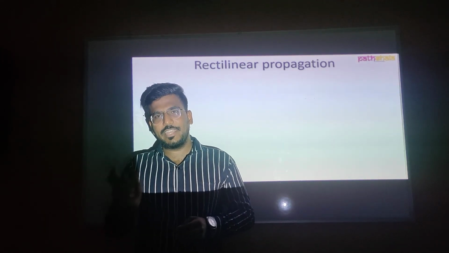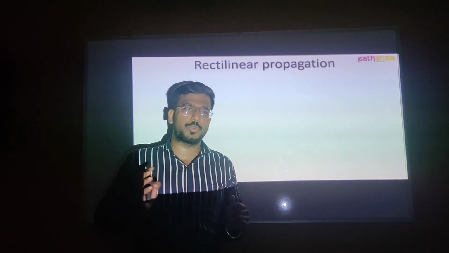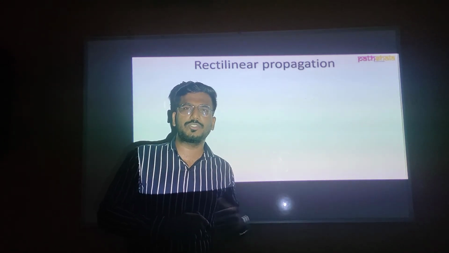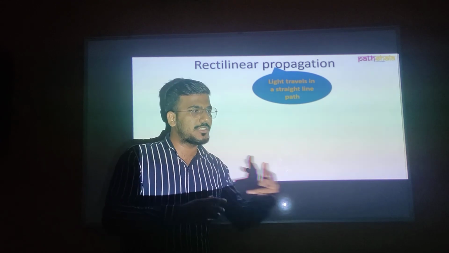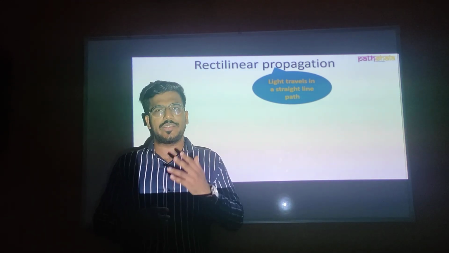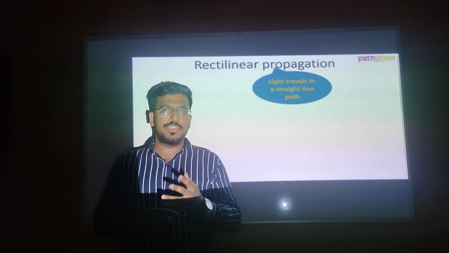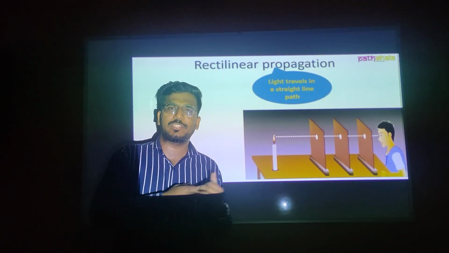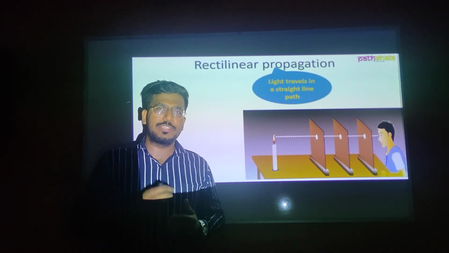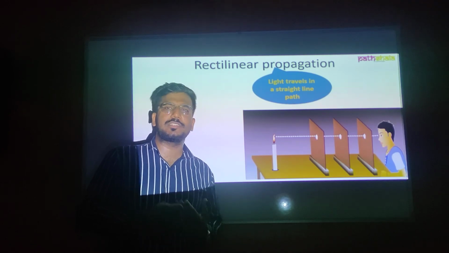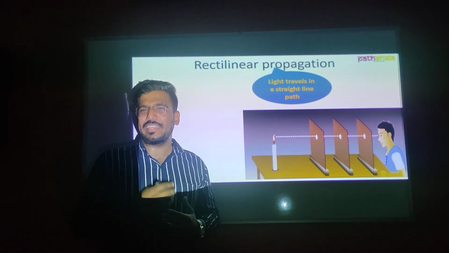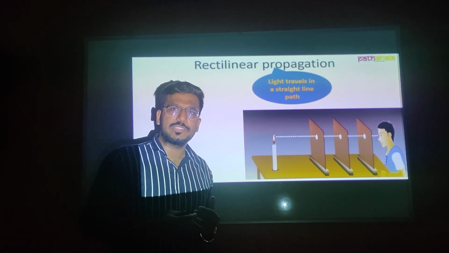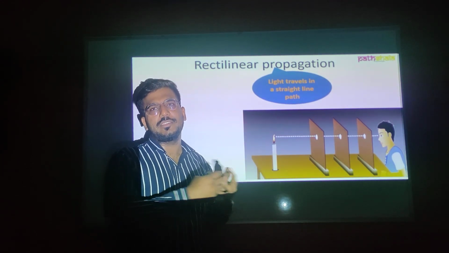Now the word rectilinear means straight line and propagation means to travel. So light travels in a straight line, and that is called rectilinear propagation. Well, we are all very much aware of this school experiment from our lower standard which helps us understand how light travels in a straight line. With the help of 3 cardboards placed one behind the other, we can easily see a ray of light which is coming out of that candle on the other end.